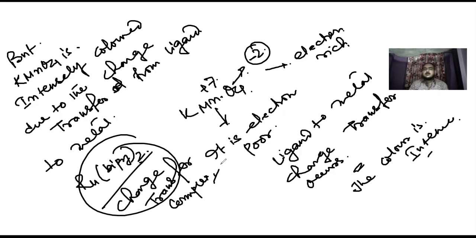So you can see that the transition elements are colored intensely due to the d-d transition or charge transfer. It is not necessary that the charge is transferred always from the ligand to the metal. It can be the reverse also. The charge can also be transferred from the metal to the ligand. If the metal is electron rich and the ligand is electron poor, then the charge transfer can occur from the metal to the ligand. This is possible. Okay, thank you. Next one.